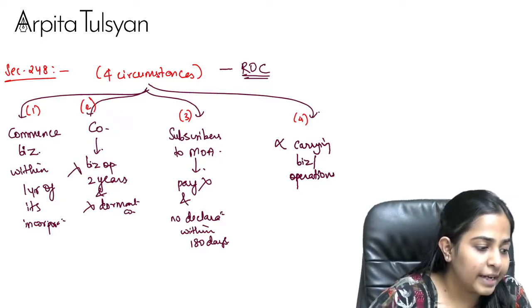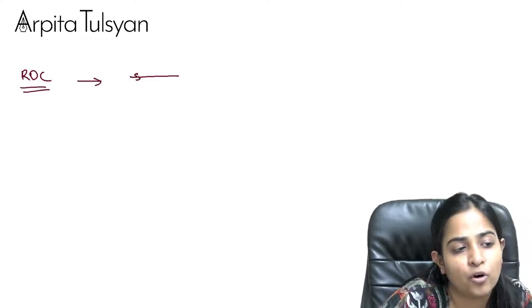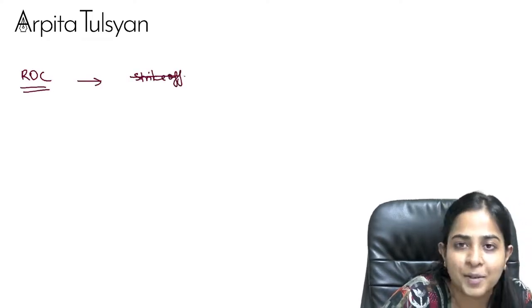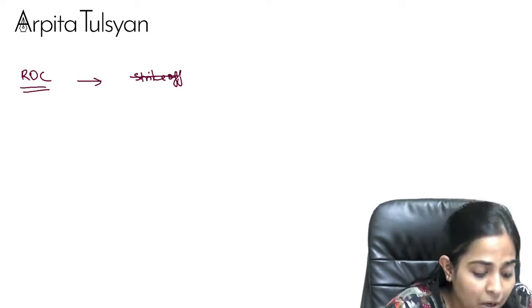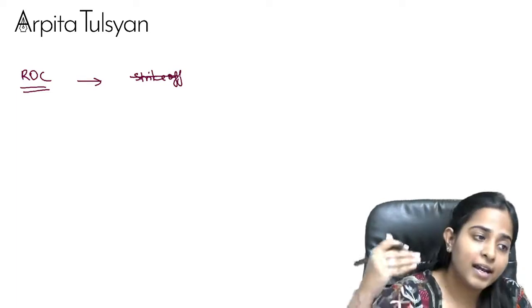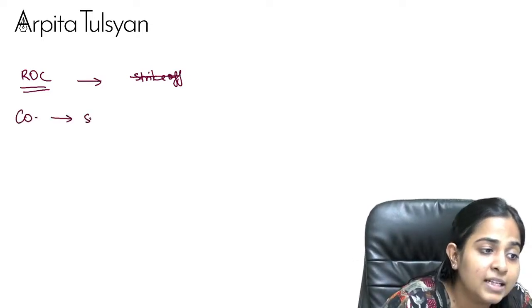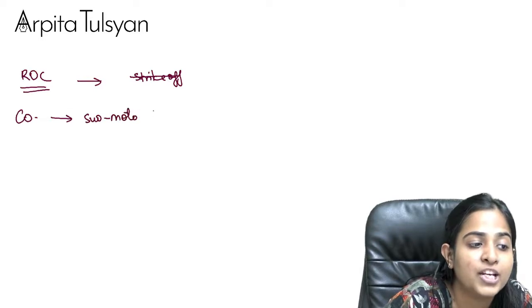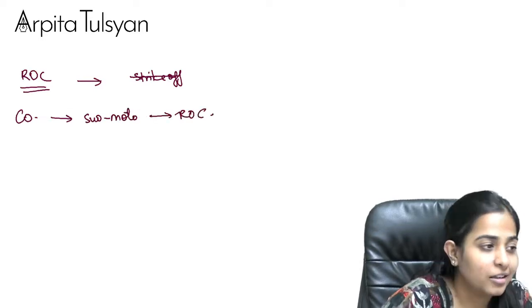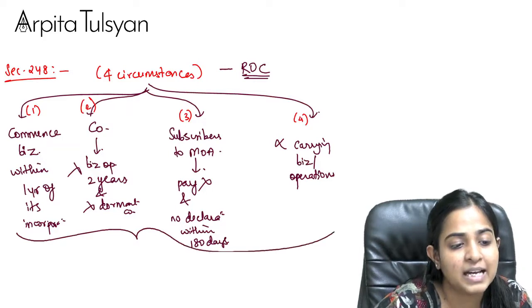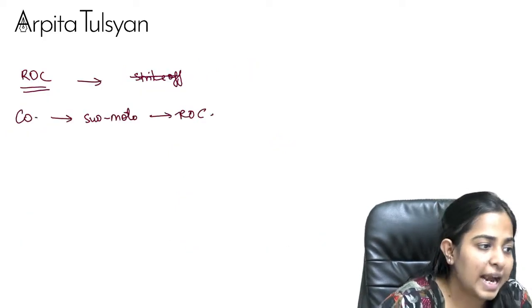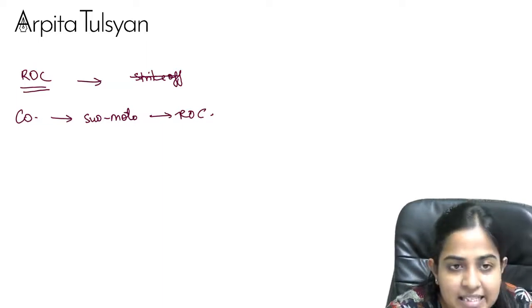So, in these cases, we just saw that ROC has got a power to strike off. Okay, now, in spite of the powers that are there with the ROC, even the company can suo moto go and make an application to the ROC that, sir, any of these circumstances exist.